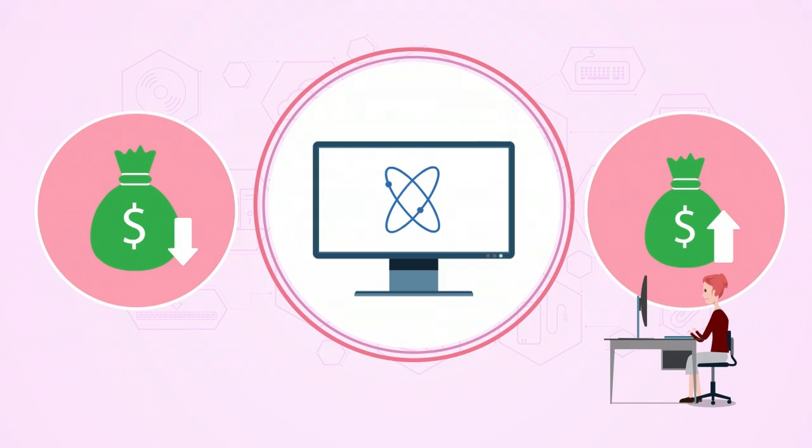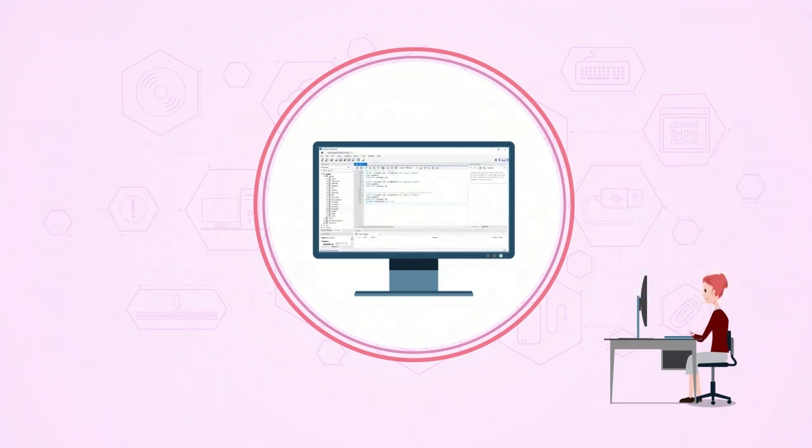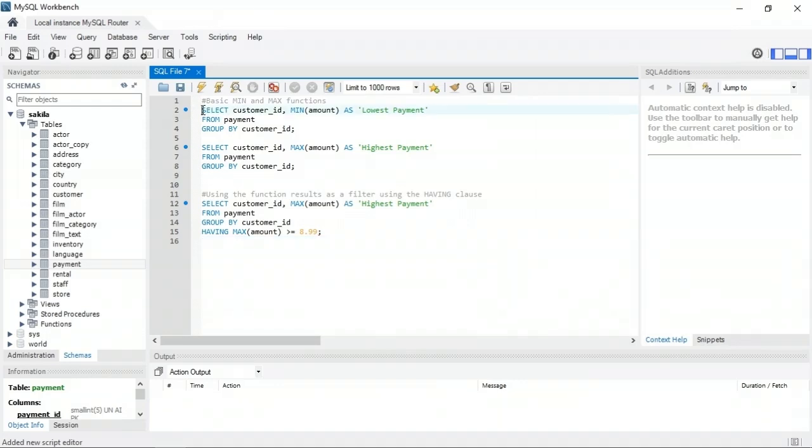the payment table. So we're selecting out the customer ID, then the function min against the amount column. And again, the column is always in parentheses when you use these functions. This is simply an alias, and I'm calling it lowest payment from the payment table.